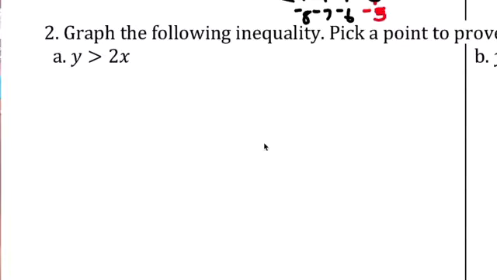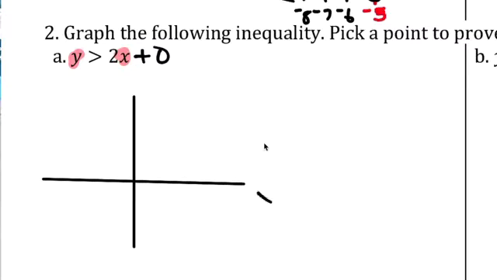Okay, graph the following inequalities. You graph like it was an equal sign. You've got your x and your y-axis. You start at the y-intercept of 0. You go up to right 1.